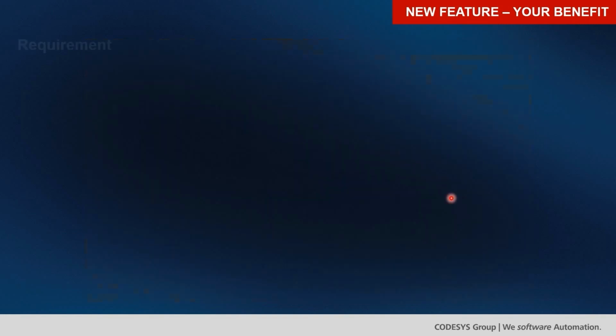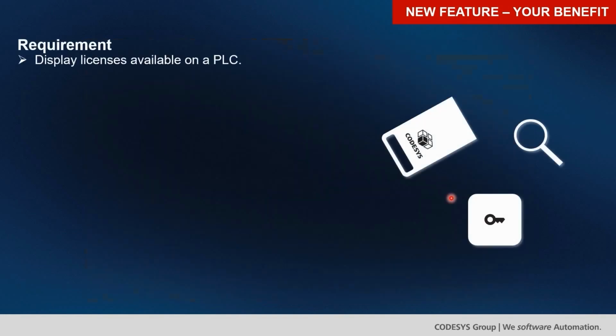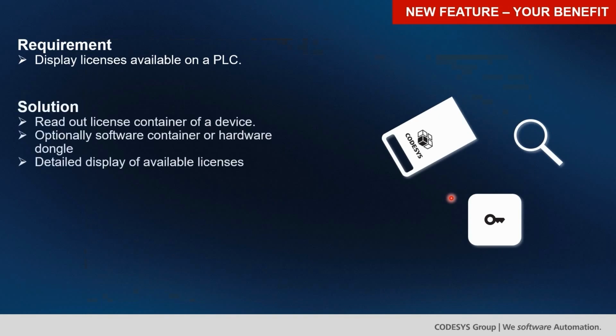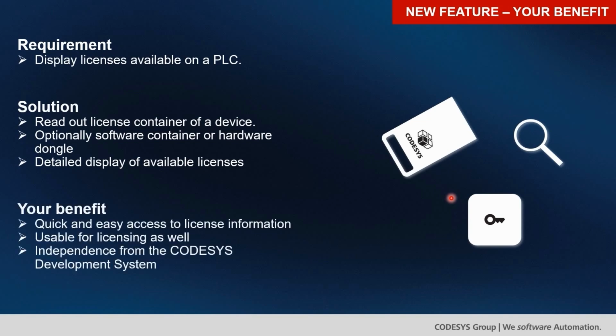and that's all you have to do to connect the PLC to the Automation Server via a new edge gateway. One more requirement was that it should be possible to display licenses that are available on a PLC. We made it possible now to read out licenses from a license container on devices, no matter if the license container is a software container or a hardware dongle like our CODESYS key. That means your access to license information is quick and easy. And this function is not only usable for reading out licenses, but also for licensing itself. That means assigning licenses to devices. And all of this works completely independent from the CODESYS development system.